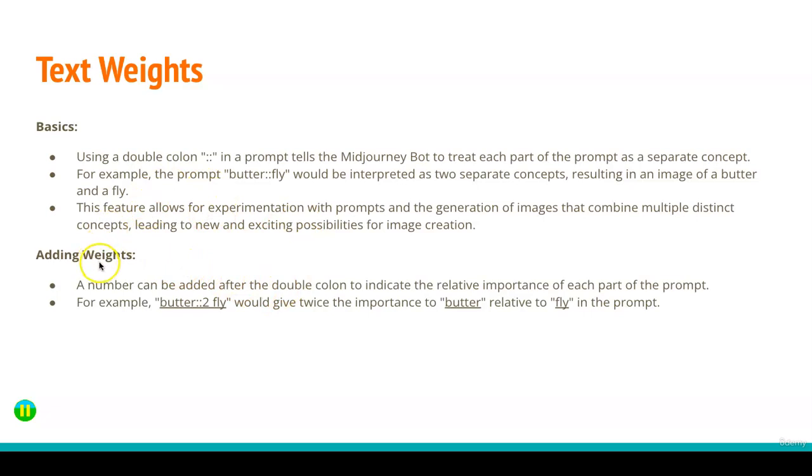The next thing you can do here is assign a weight to the specific text that you want. For instance, if I write 2 here, it means that it would give twice as much importance to the butter relative to the fly. A very simple basic concept, but it can be very powerful when we're working with words that can have double meanings, for instance butterfly, and we want the algorithm to focus more on a specific word or phrase rather than the other one.